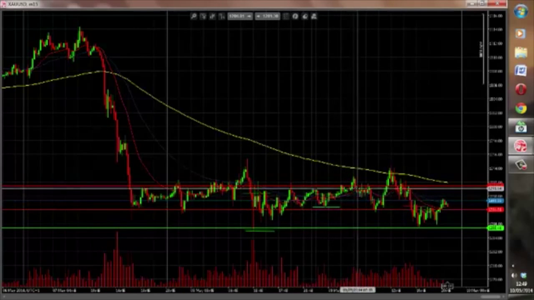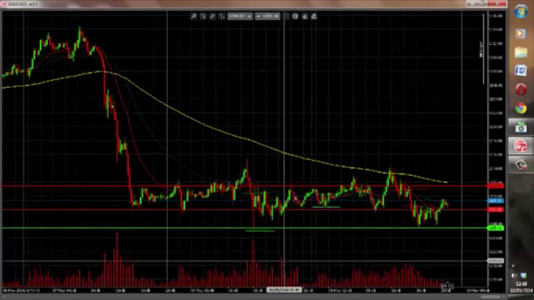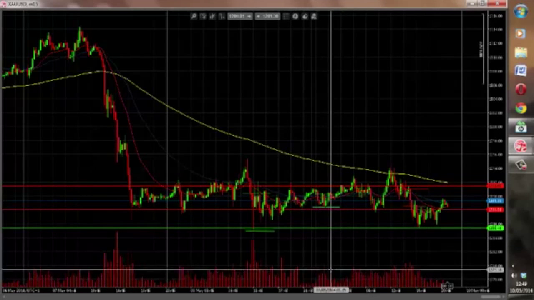We do see a couple of breaks above, but not much further, and there's some decent volume surrounding it, but it's pretty weak.